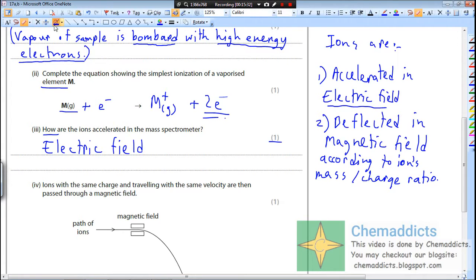So once again I'm repeating this thing: there is no such thing as an electromagnetic field in the mass spectrometer. The electric field and magnetic field exist separately in the mass spectrometer. So that is how it goes. Fellas, I hope that you have understood this concept.